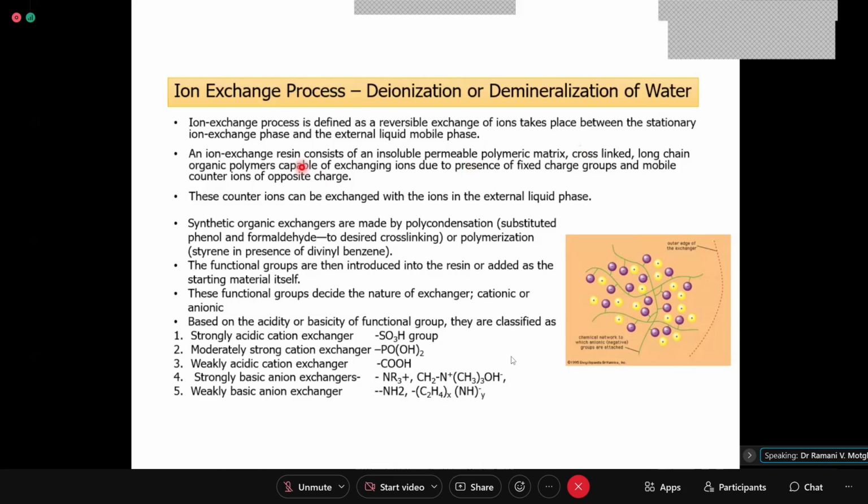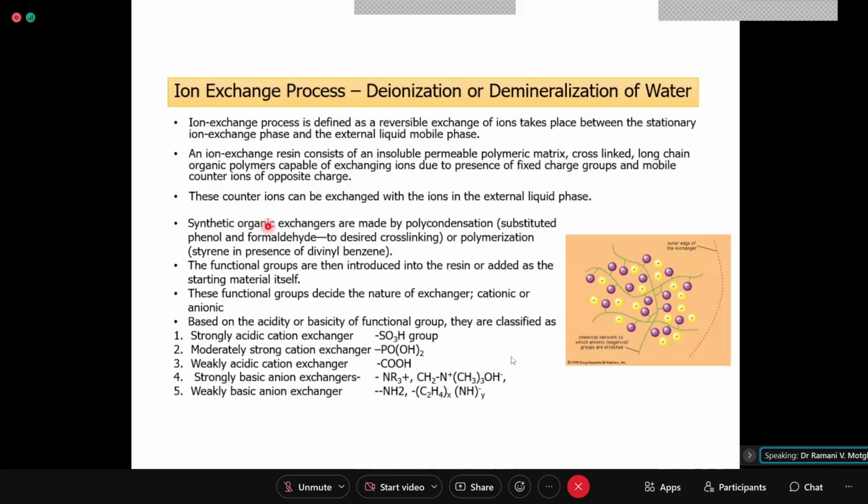So coming back to what a resin is and what the ion exchange process is. The process is reversible exchange of ions between a stationary solid phase and an external liquid moving phase. Okay. So a resin is an insoluble permeable polymeric matrix which is cross-linked and having a long chain organic polymer capable of exchanging ions due to presence of fixed charge groups and mobile counter ions of opposite charge.